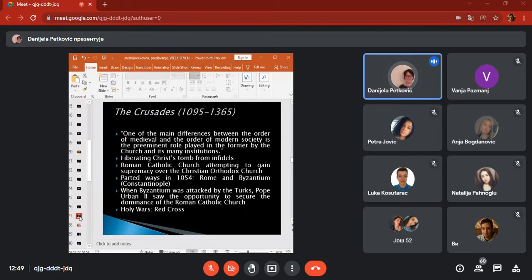Now, another aspect of this particular period, another feature, and it is closely related to the text that we'll be reading. So again, I'm introducing it because of that primarily. Those are the Crusades. So the Crusades lasted from 1095 to 1365, or basically the 11th, the 12th, the 13th, and the 14th century.